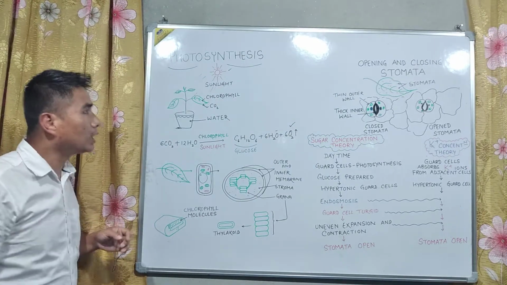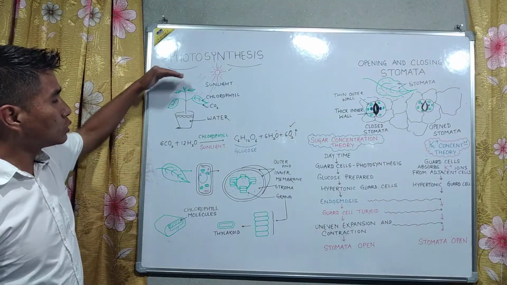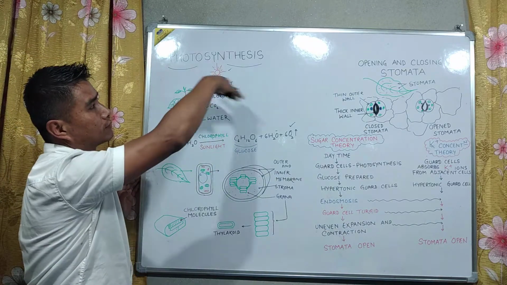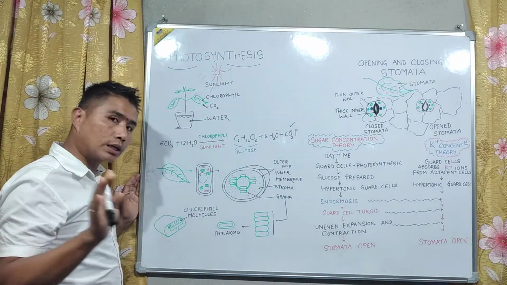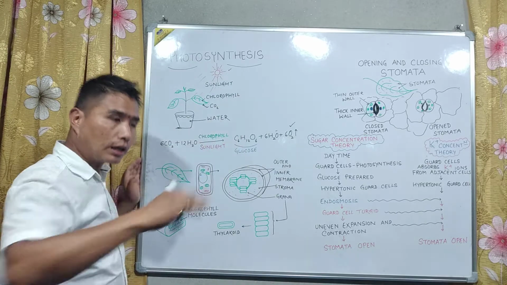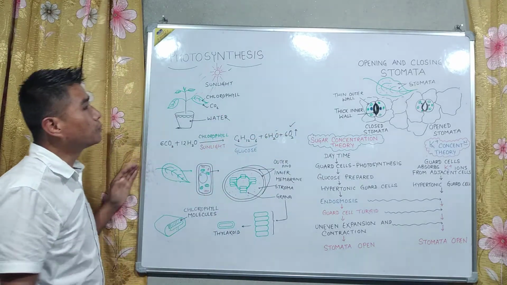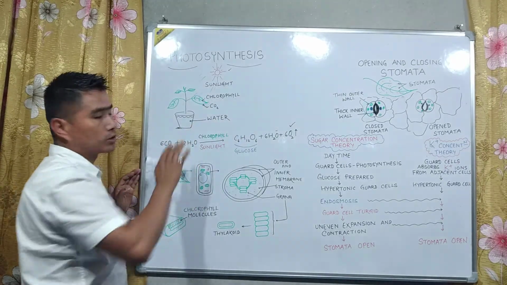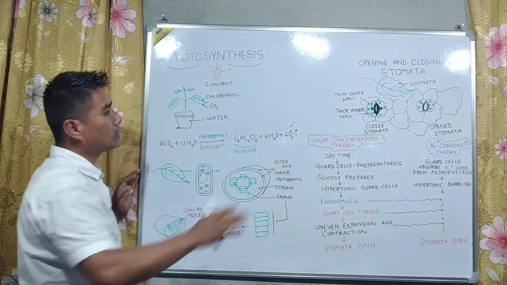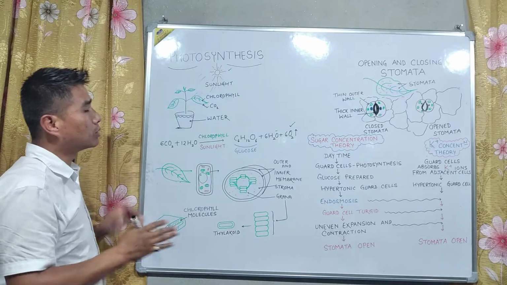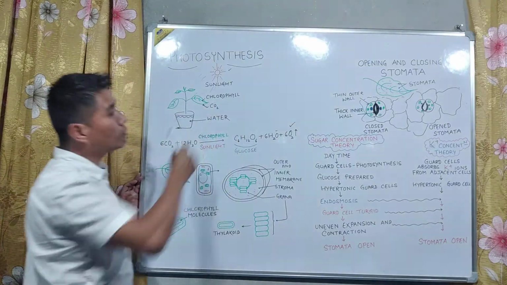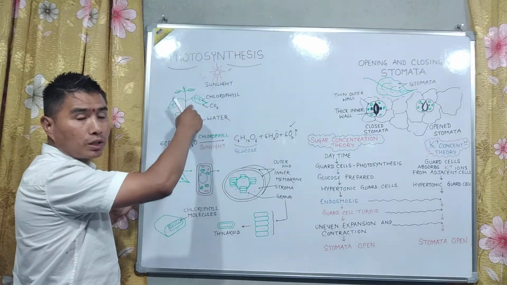Fine. Now for photosynthesis, what we need is sunlight. Sunlight is from the sun only. So light is necessary for photosynthesis. Regarding that, we'll do the experiment in the next video. Now water is from the soil. So regarding water and sunlight, we understood. Fine, no problem. Now chlorophyll. Chlorophyll is present in the leaf. Now where in the leaf?